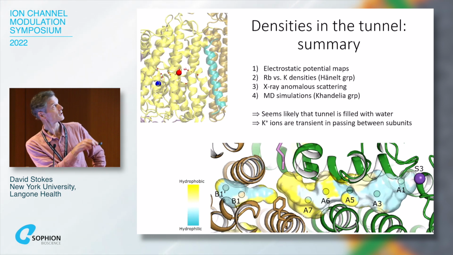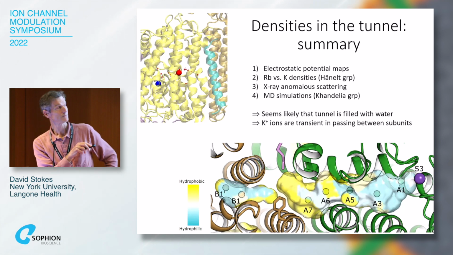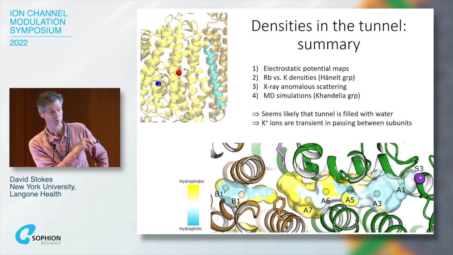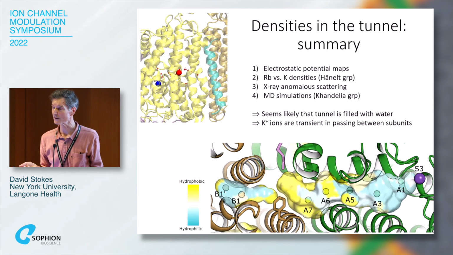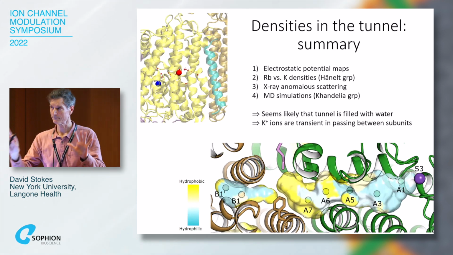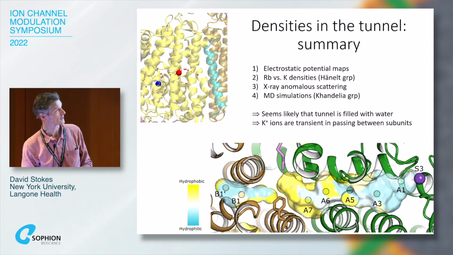This phenylalanine residue, Himanshu Kandilia, who's doing the MD, can't get the potassium to move past this. So we have a lot of questions about the details of this movement through this tunnel. But I don't quite have the answers to that yet. That's an open question.